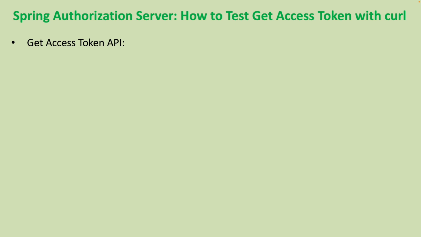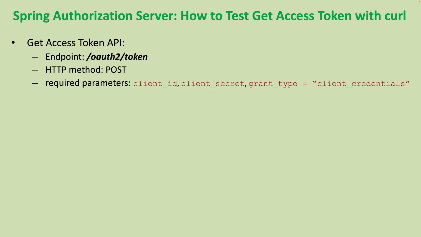As per the OAuth 2 specification, the get access token API provided by an authorization server must have the following details. The endpoint is /oauth2/token. The HTTP method is POST, and the required parameters in case of the client credentials grant type are client ID, client secret, and of course the grant type must be client credentials.